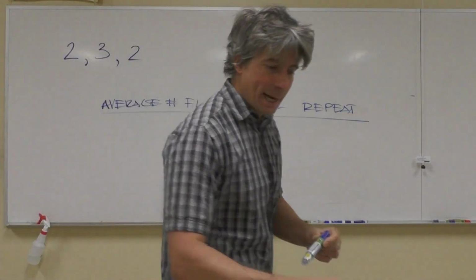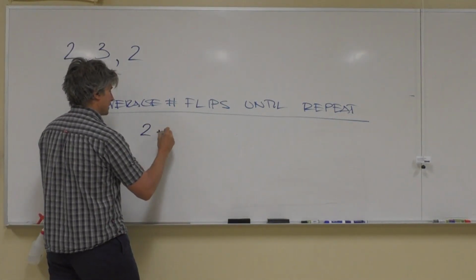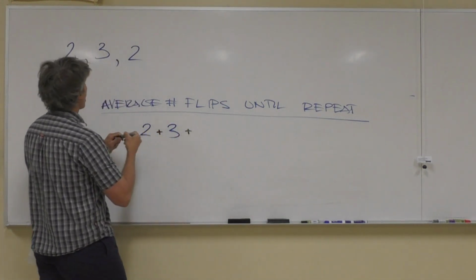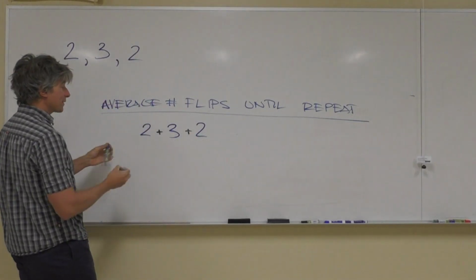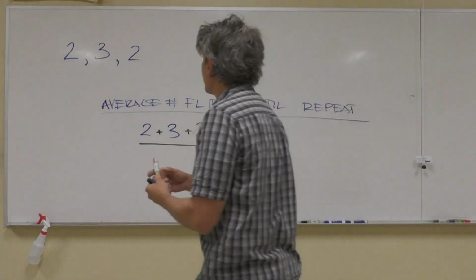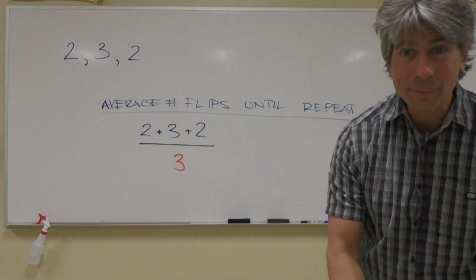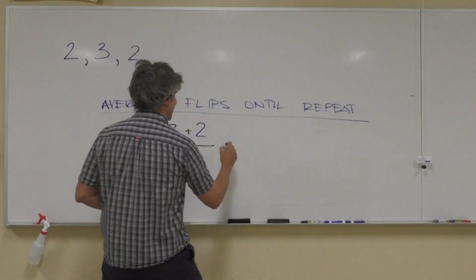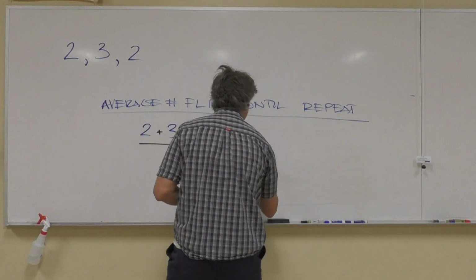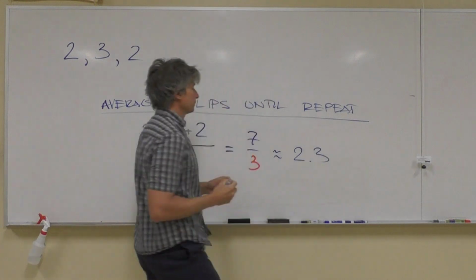We'd have to add up our data. I'm going to do a little color coding here if that's okay. We'd have to go 2 plus 3 plus 2. And then we'd have to divide that by how many data points there are, or how many trials I did. So 1, 2, 3, we would divide that by 3. So the average number of flips in this case right here would be 5 plus 2 is 7 over 3, which is going to be about 2.3.